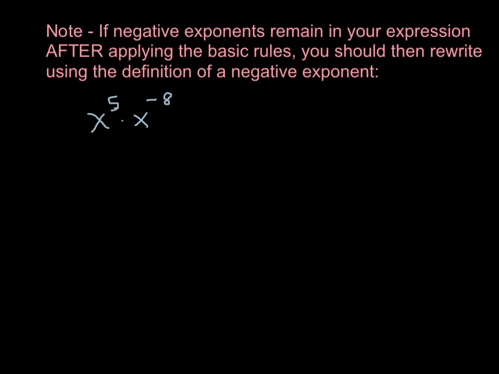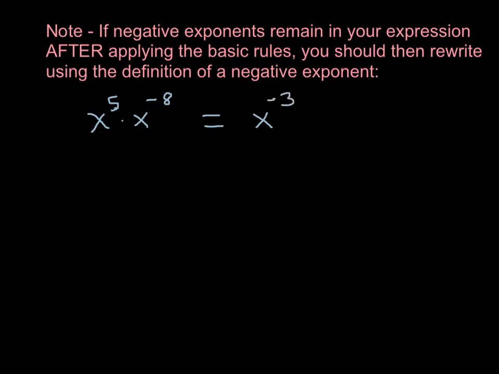I should mention that after you have applied all the basic rules, if you still have negative exponents, at that point you would rewrite your answer free of negative exponents by applying the definition of what a negative exponent means. For instance, this problem right here, we know that we have a basic rule that says when you have two bases the same and you're multiplying, you may add the exponents. You can see that brings me to x to the negative 3rd power.